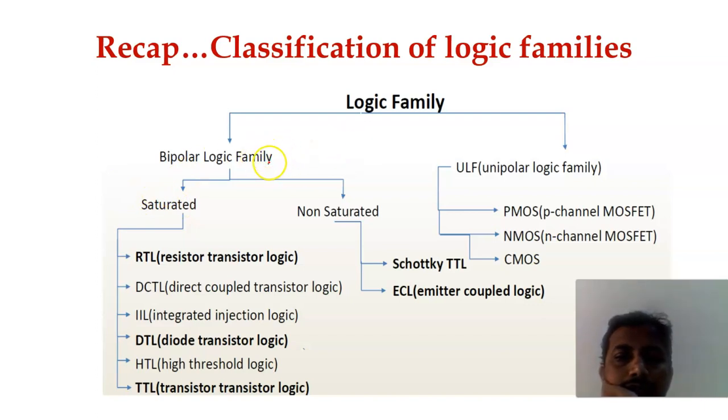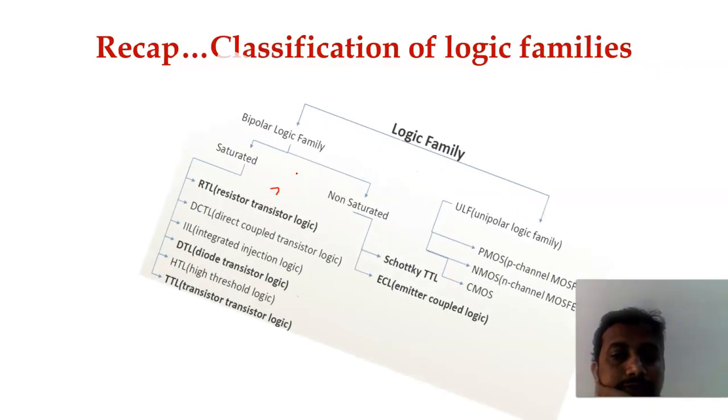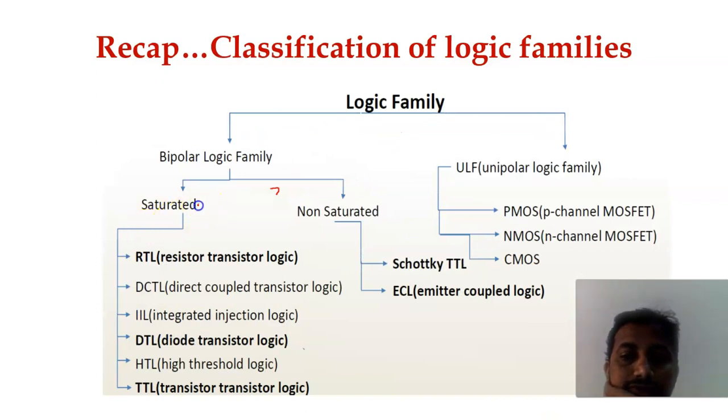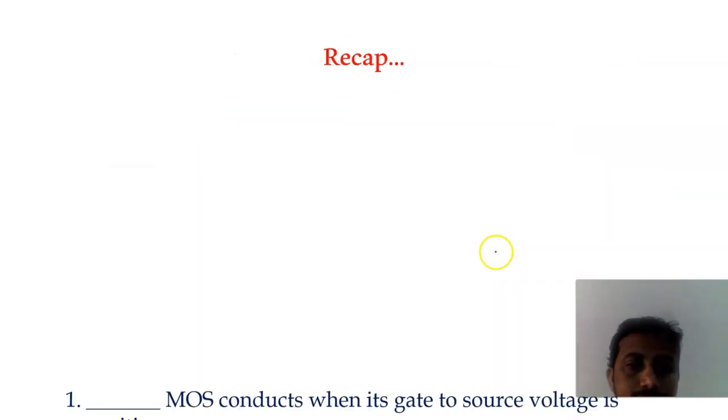Logic families have been classified into two categories, bipolar and unipolar logic families. Under the bipolar logic family, saturated has been completed, non-saturated has been completed, all the logic families. And coming to the unipolar logic families, we have completed NMOS, and today's discussion would be on CMOS. Before we go ahead with this one.